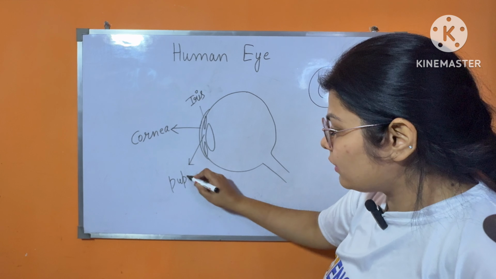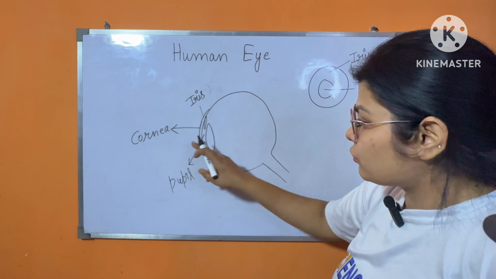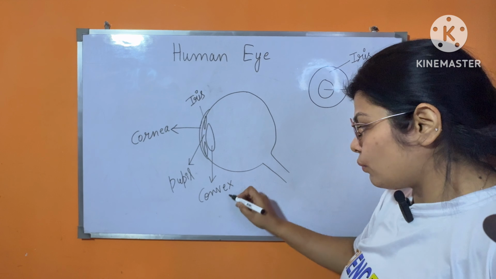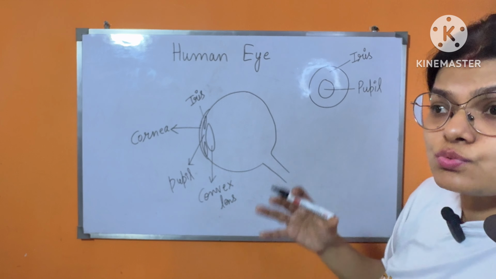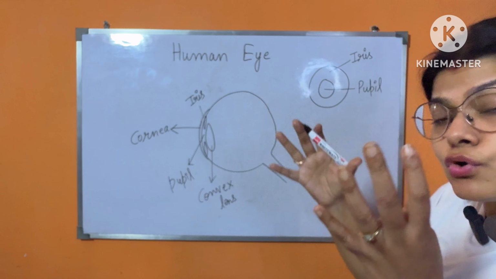Now when light enters through the pupil, it strikes the lens. So this is your lens. And which type of lens do we have naturally in our eyes, all of us? That is the convex lens. Because we all know the feature of a convex lens is that it is a converging lens. It is going to converge the light that enters so that the image can be formed on the back of our eyes. That is our retina. So this is your retina part.